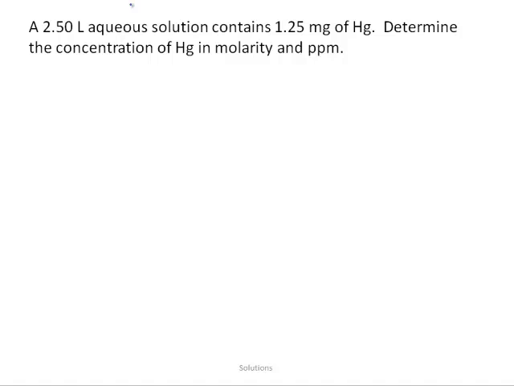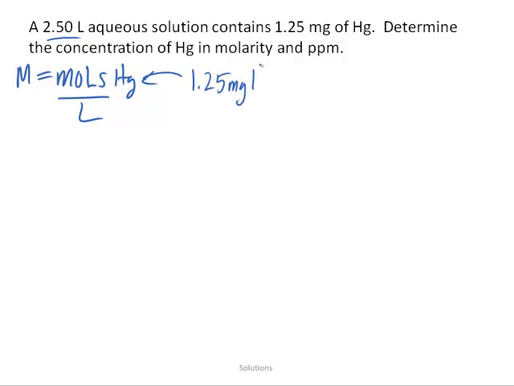Now molarity, we know this quite well. We know molarity is going to be moles of mercury over liters. We already know the volume of our solution in liters, so we just have to calculate the number of moles of mercury. So we know how to do that. 1.25 milligrams of mercury. We're going to need to convert to grams so that we can use the molar mass, and there's 1,000 milligrams in 1 gram.